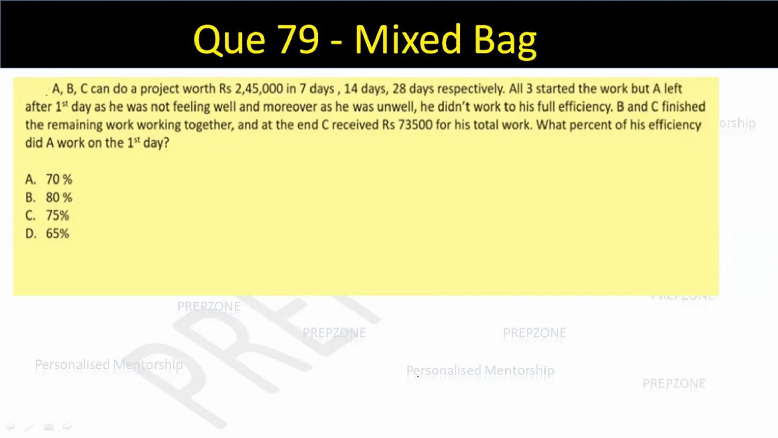ठीक है, Nandini, please go on. Sir, so ABC took 7, 14, 28. So I did it by LCM method. LCM of 7, 14 and 28 is 28, which means 4 to 1 like efficiencies. Okay, so A does 4 units of work, B does 2 and C does 1 unit of work. Okay.